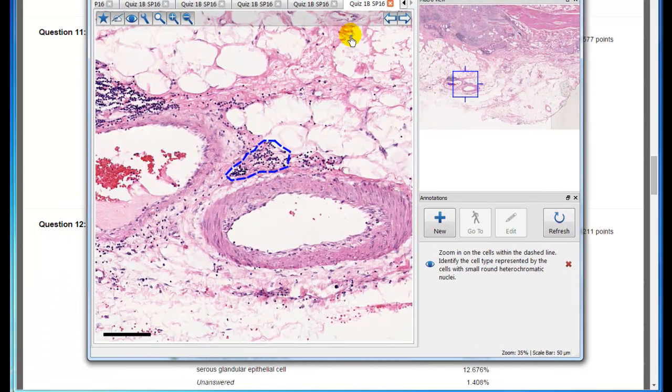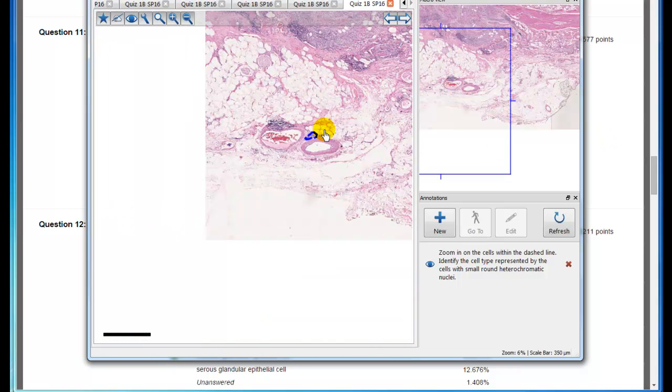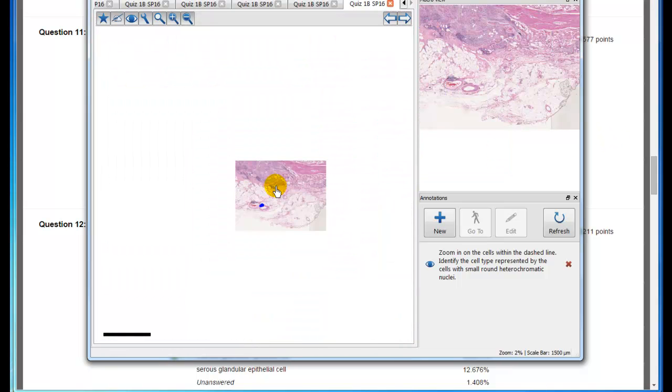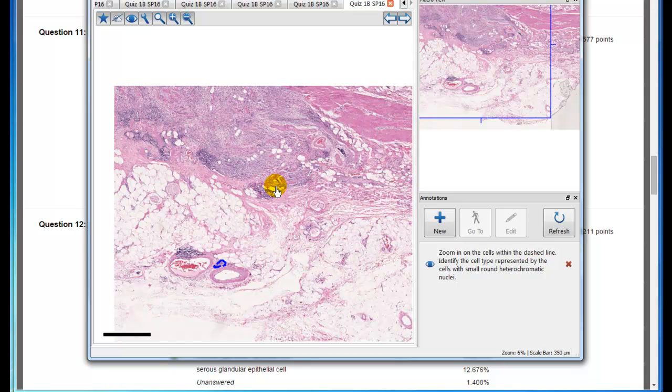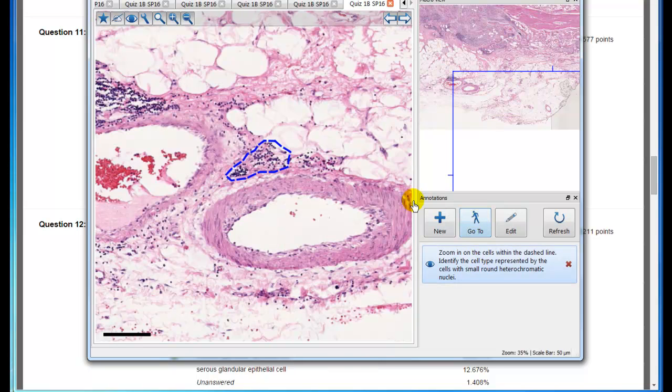Now what you have here, you have a medium-sized artery and medium-sized vein. You have adipose cells, and if you zoomed out, you would see that it's very likely the hypodermis, although you don't see the epidermis, but it's most likely that's what it is. But that is not key to answering the question.